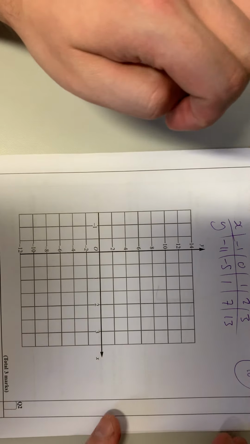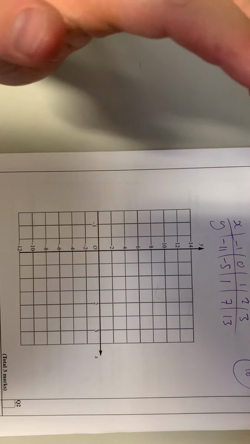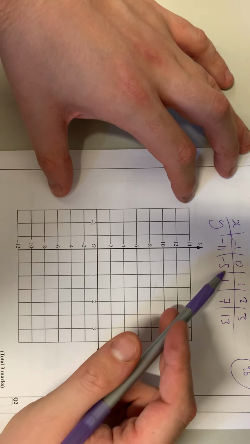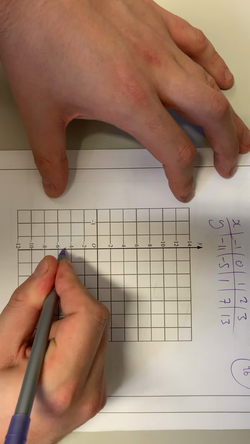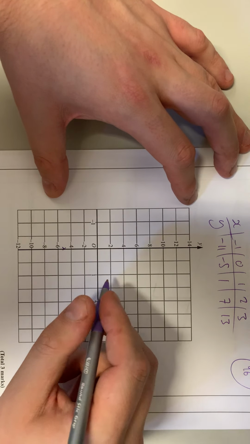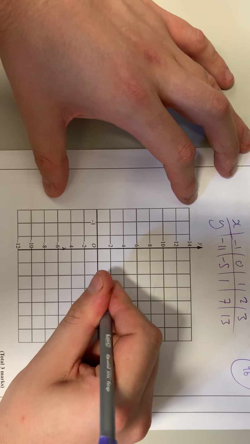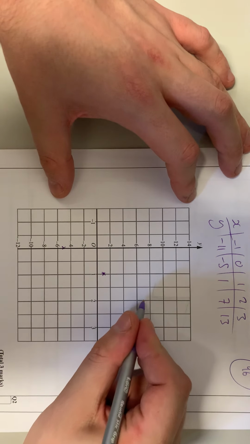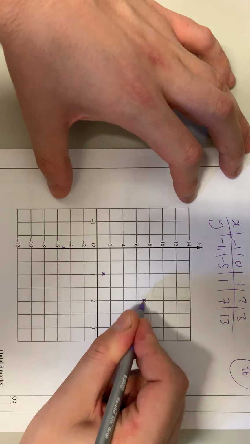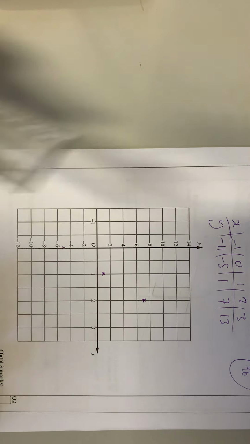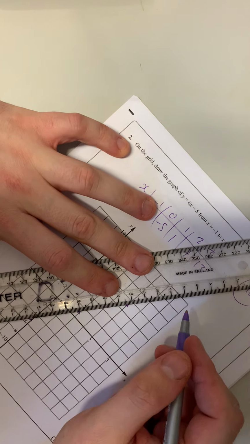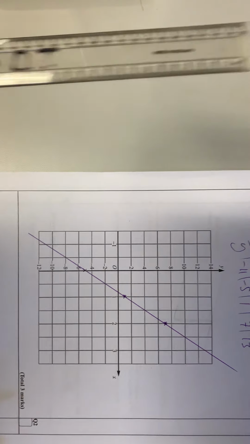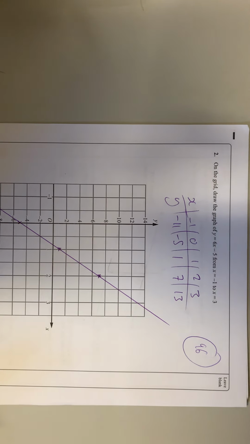My job is obviously to plot them, but because it's a straight line, I can plot 2 and then just connect those 2 together to form the line. So I'm going to plot 0, -5, which should be there. And I'm also going to plot 1, 1, which is there. And for good measure, I'll plot 2, 7 as well. So I want the line that goes through all of those points. And that's the straight line as required.